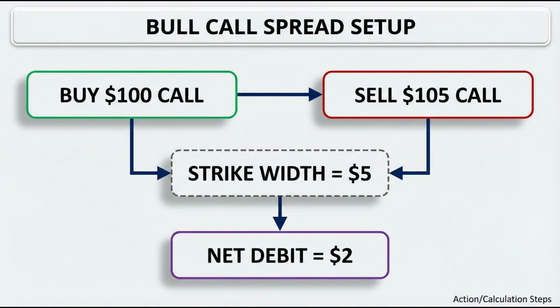Let's use a bull call spread, a debit spread, as our primary example. Assume the underlying stock is trading at $100. We buy the $100 call and sell the $105 call. The distance between these strikes is $5. This is the strike width. If we pay $2 to enter this trade, that amount is our net debit.